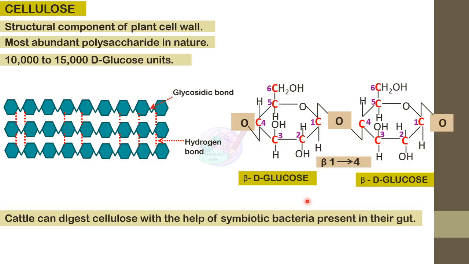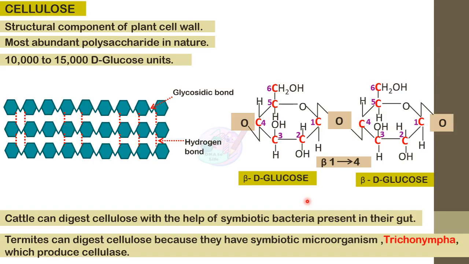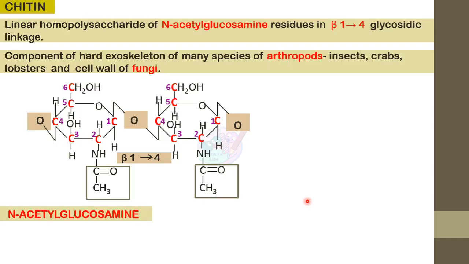But cattle can digest it because they have symbiotic bacteria in their gut which produce the cellulase enzyme which can break the beta 1,4 linkage. Similarly, termites can digest cellulose because they have a symbiotic microorganism called Trichonympha which produces cellulase, and it can degrade the cellulose. That's why they can eat wooden material.